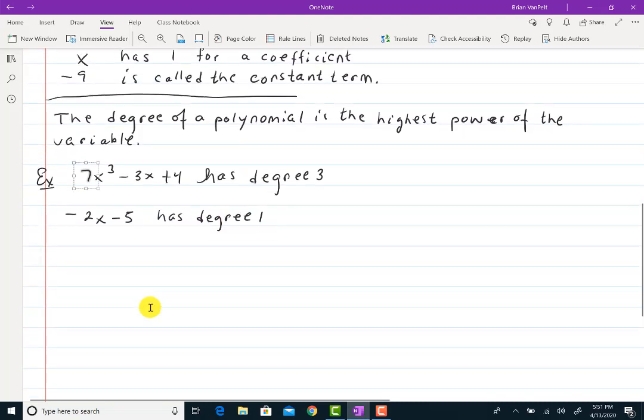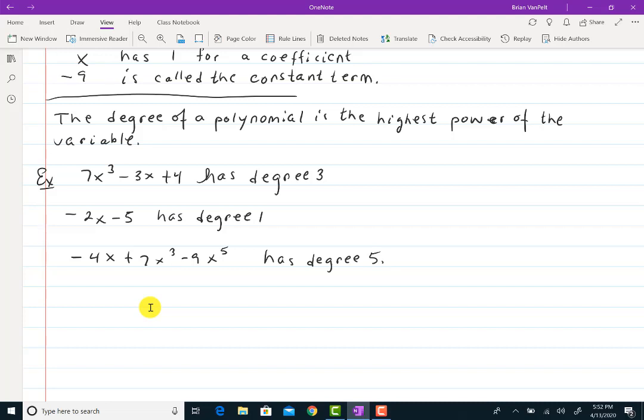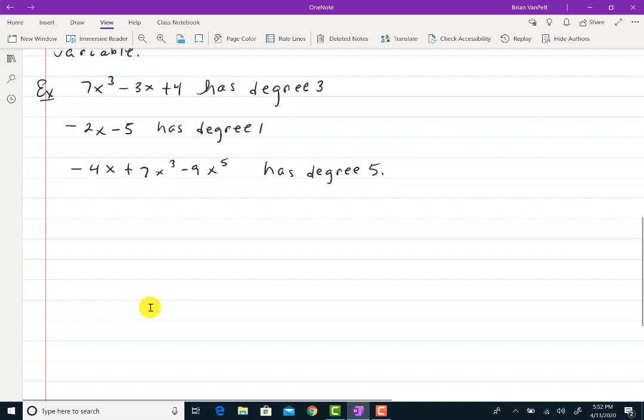Let's see some other ones here. Negative 4x plus 7x cubed minus 9x to the 5th has degree 5. And so on. You get the idea, I hope, by now. The highest power of x is always going to be the degree, or whatever the variable is, it's just the highest power.